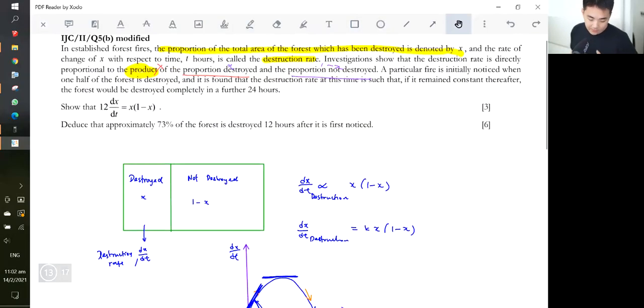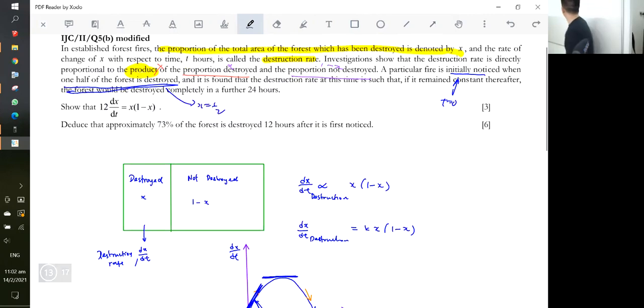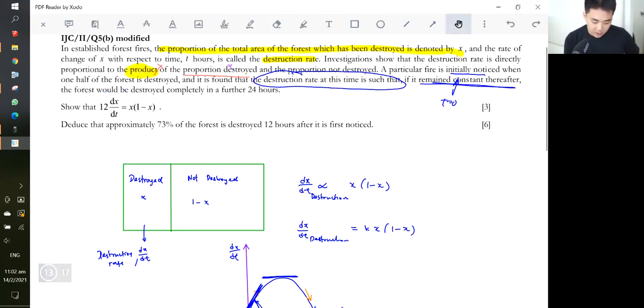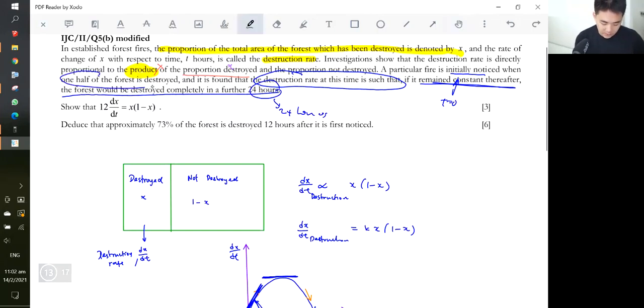Okay, let's look at the next one. If a particular fire is initially noticed, so when T is 0, when one half of the forest is destroyed, so when X is equal to half, right? Half is already destroyed. Now it's found that the destruction rate at this instant is such that if it remains consistent thereafter, the forest will be completely destroyed in a further 24 hours. This one is quite tricky. One half of the forest is destroyed.